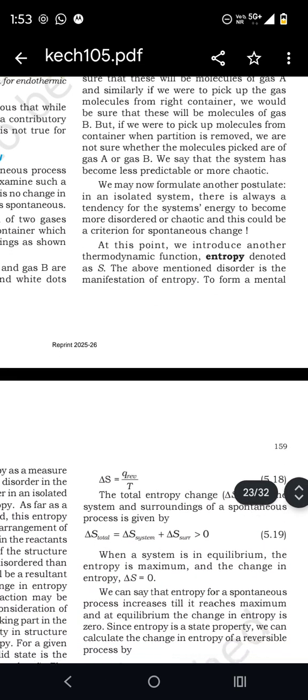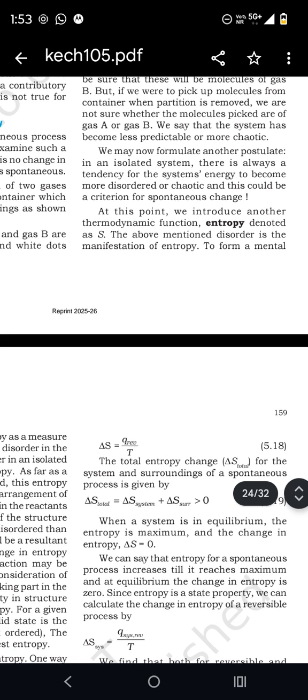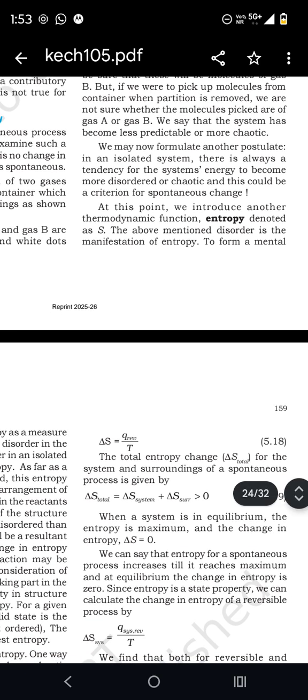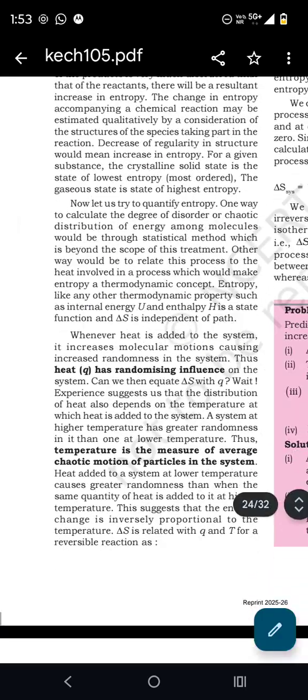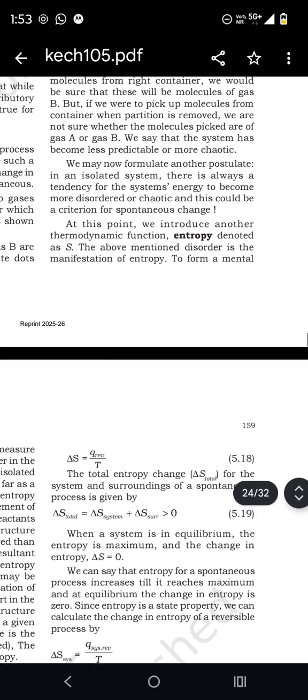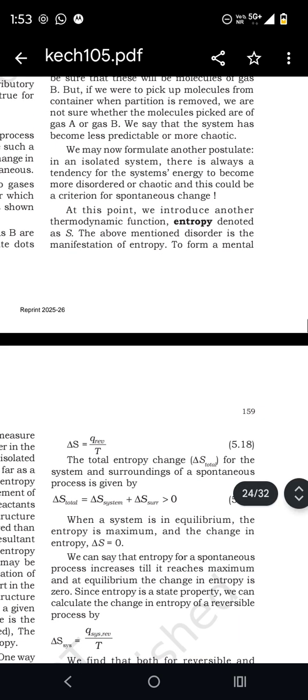At this point, we introduce another thermodynamic function, entropy, denoted by S, as a measure of the above mentioned disorder. Entropy is the measurement of randomness.